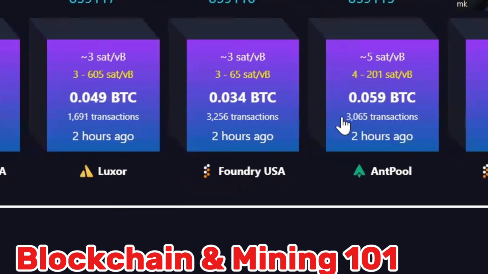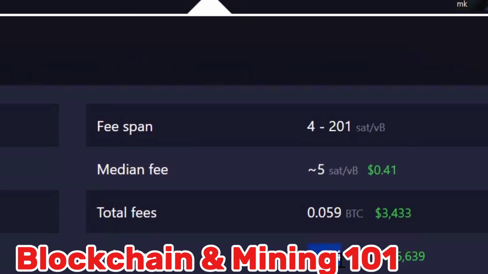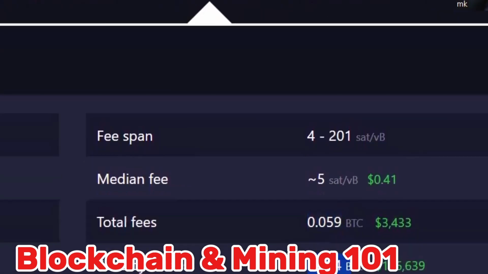A pretty big miner, so you'll see here, they won another block. And here they won less Bitcoin because there were less fees paid. But they will always win a minimum of 3.125 Bitcoin because that's what the Bitcoin blockchain offers as a reward to secure the network. Anything on top of that is all fees that people pay.